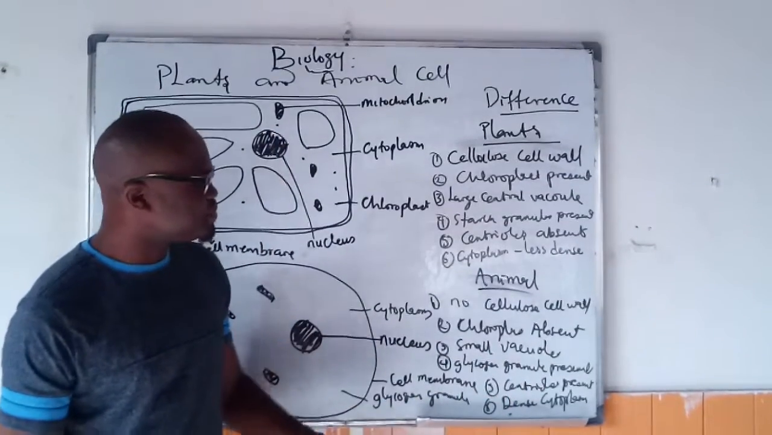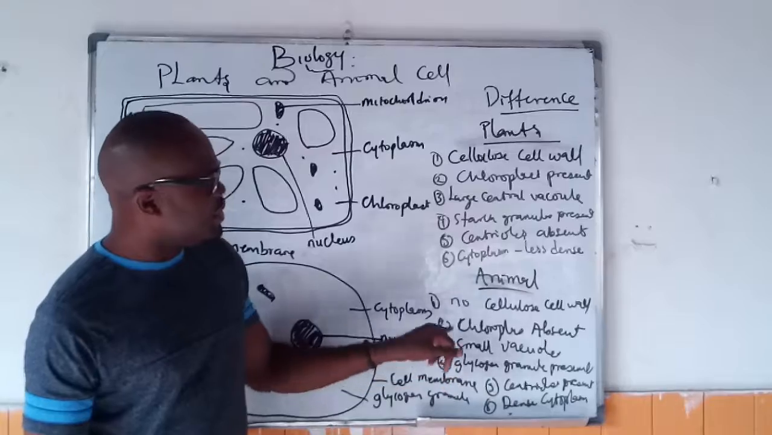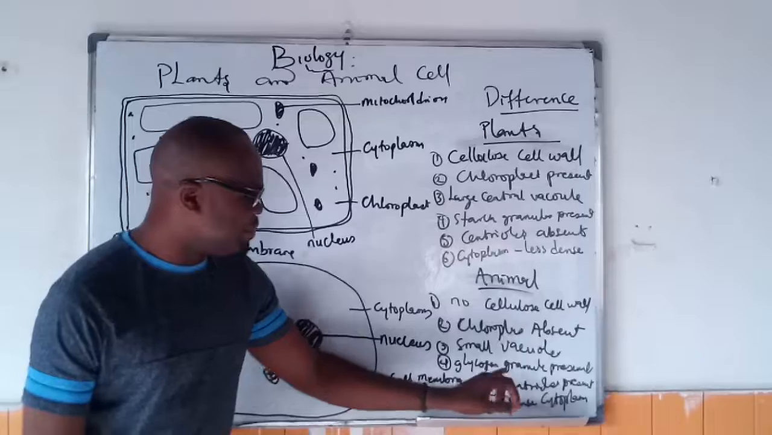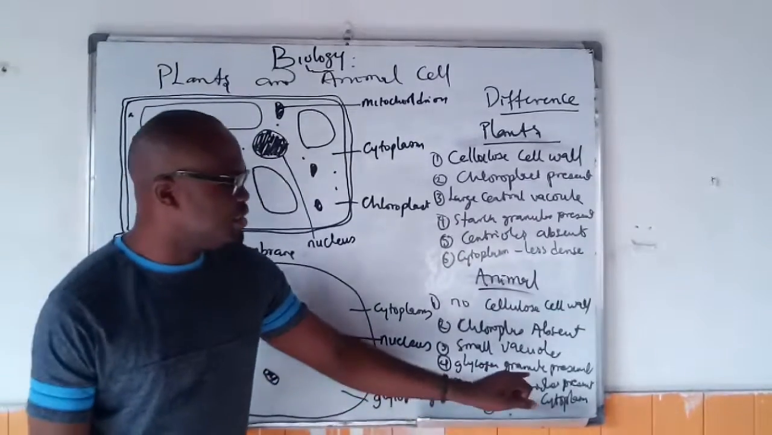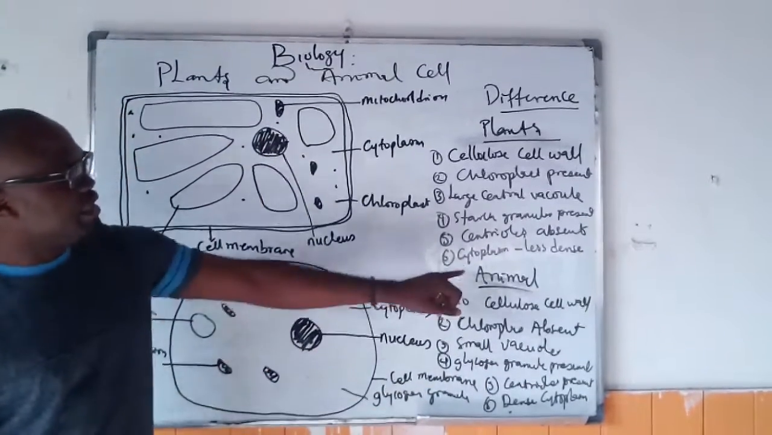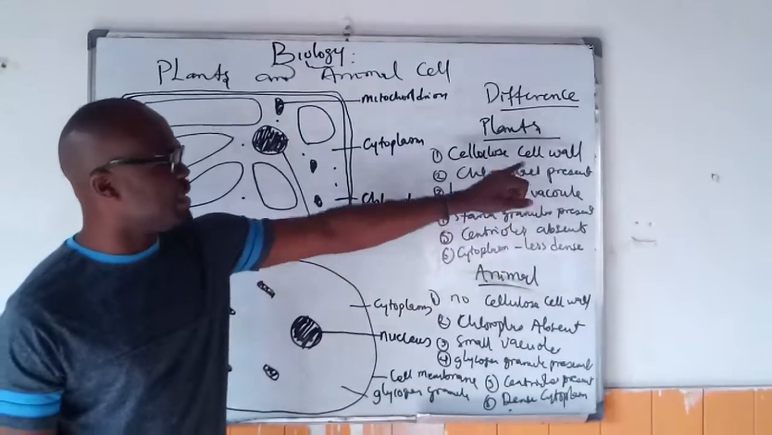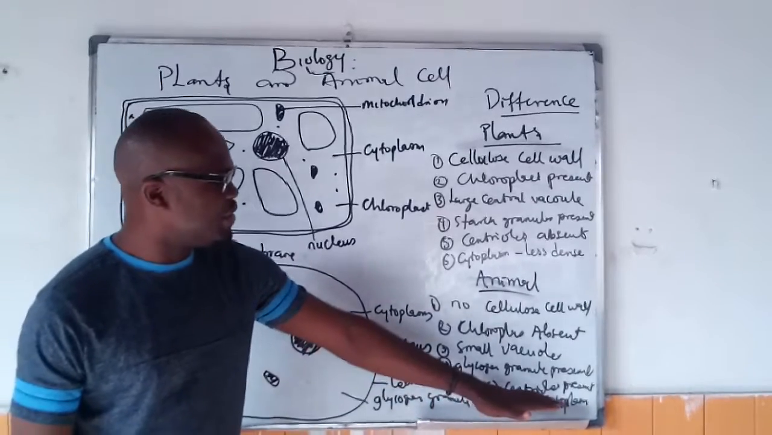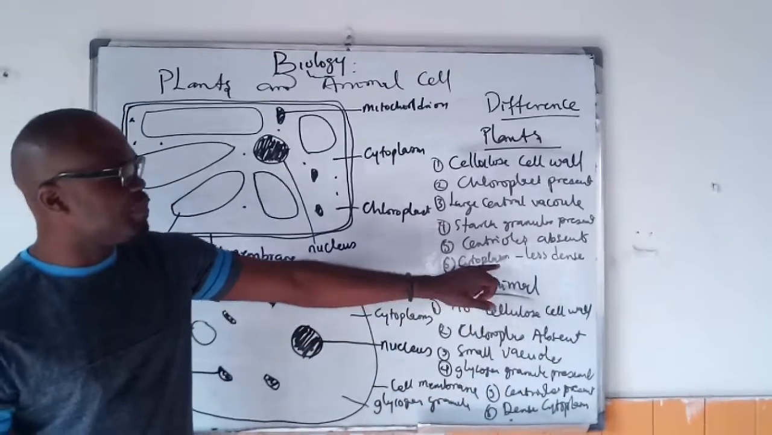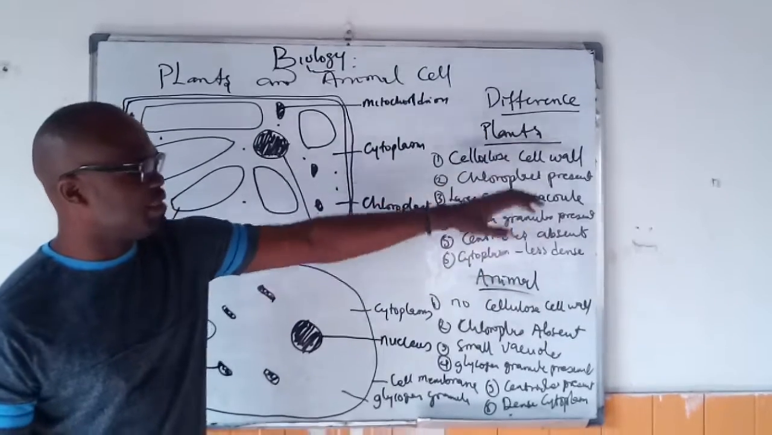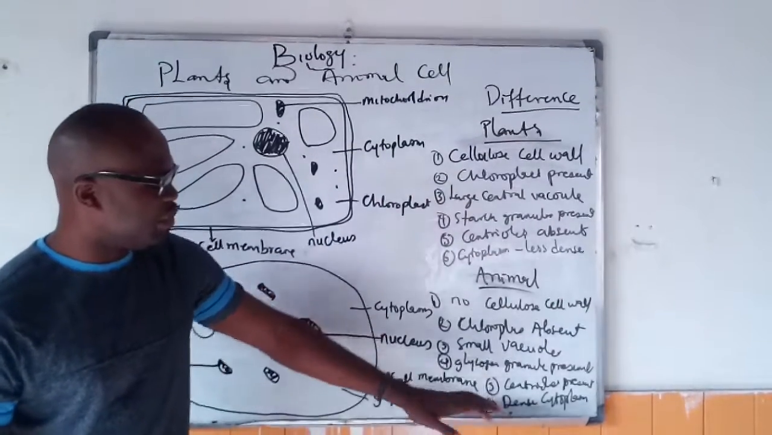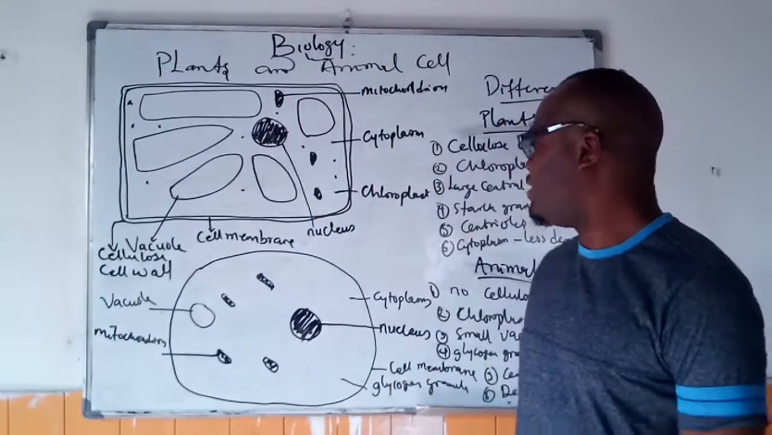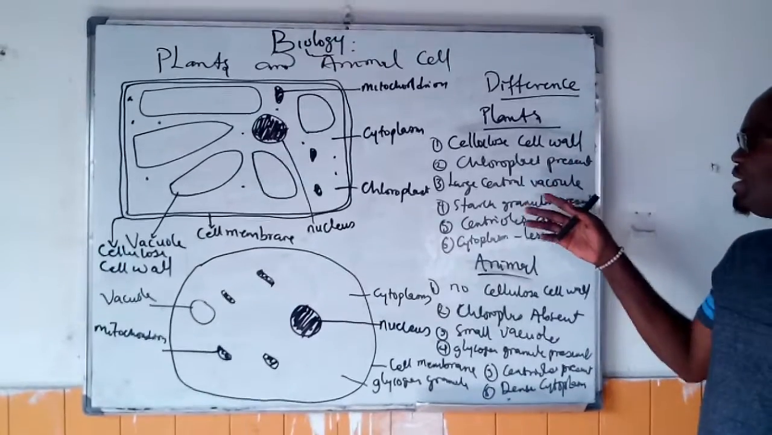whereas the animal cell has small vacuoles. The plant cell has what we call starch granules, whereas in animal cells we have glycogen granules. There is an absence of centrioles in plant cells, whereas there are centrioles in animal cells. The cytoplasm of plant cells is less dense, whereas that of animal cells is much denser. And those are the differences between the plant and the animal cells.